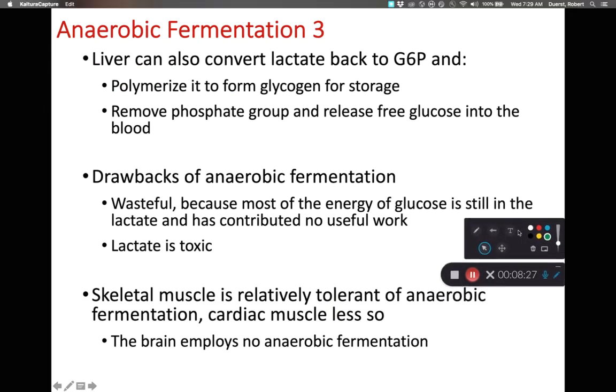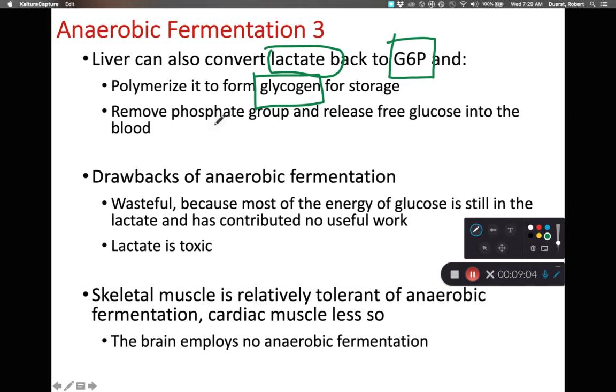Now, as we're looking at this process of anaerobic respiration, this lactate can also be, in addition to being turned into pyruvate, turned into glucose 6-phosphate. This is just a glucose that has an extra phosphate molecule attached to it onto the 6th carbon. And that glucose 6-phosphate can then be turned into glycogen and stored in the liver as a medium term form of glucose that has medium availability.